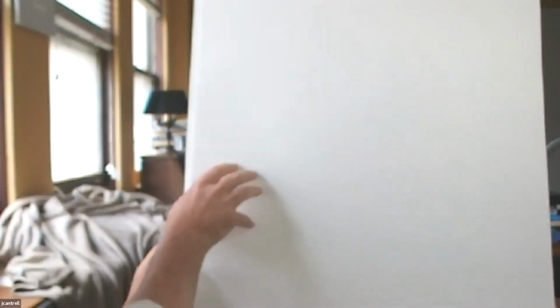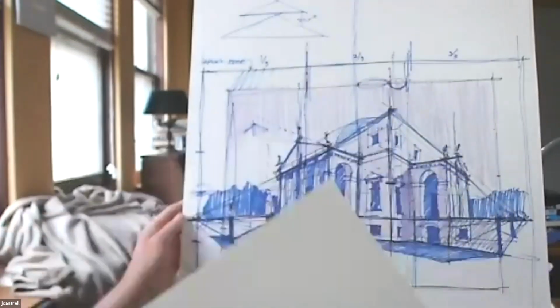I think I might have lost my place. Can you still see the sketch for the Villa Rotunda? Yes. Okay, good.